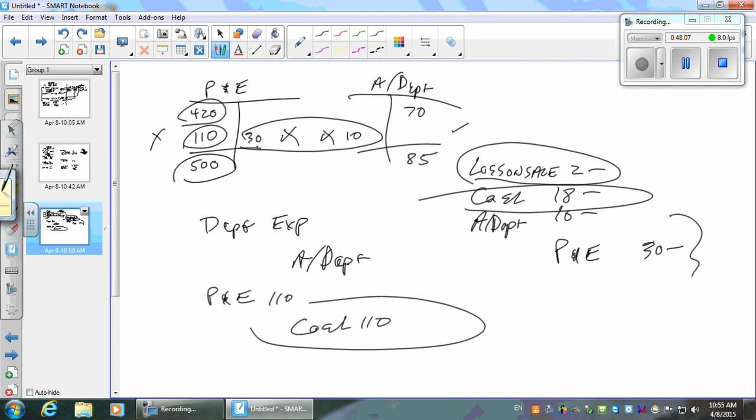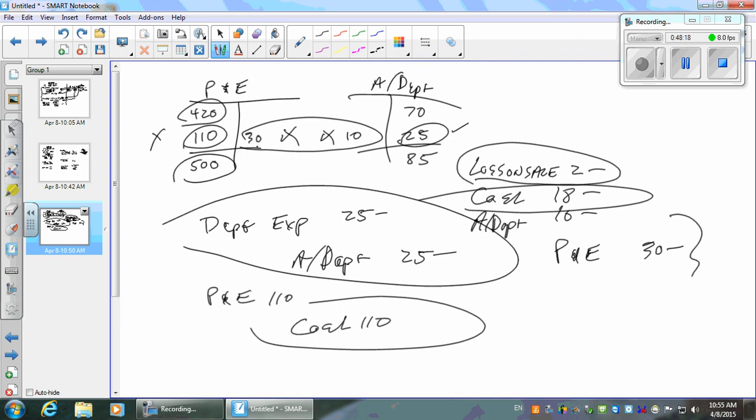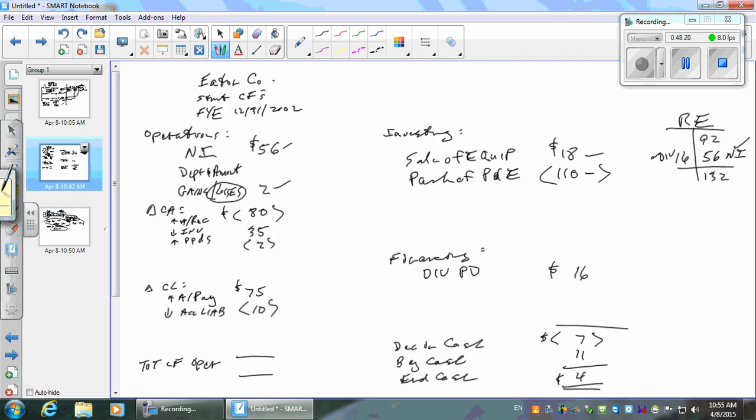Depreciation started at 60, goes up to 85, so it must have been 25. And that's this one. We'll do this in the hour this afternoon, and we'll do it next time too, of course. Got to get that in there, and it goes under net income too. Add it back because it's a non-cash item. Okay? See you guys next time.